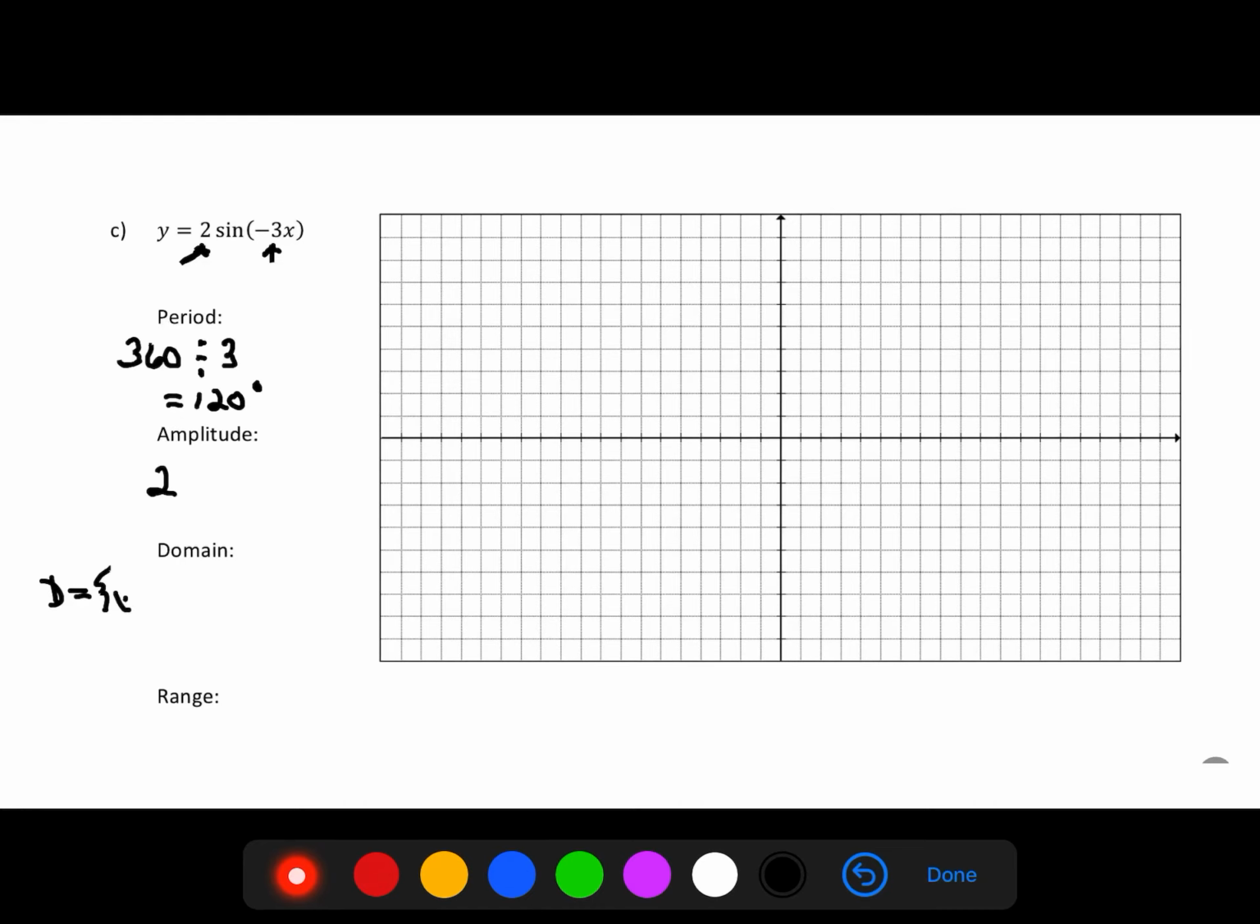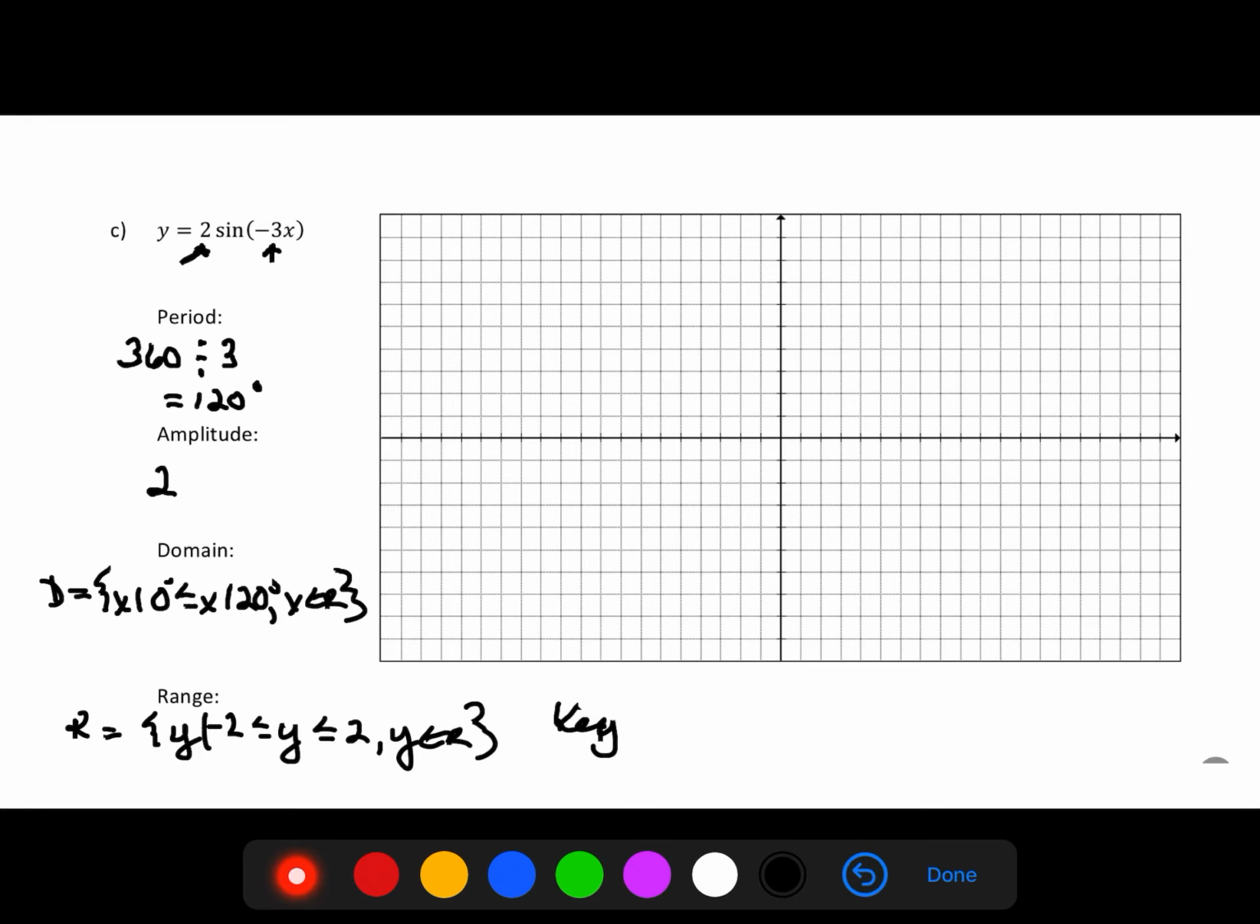Our amplitude is 2. Our value out front, we have a vertical stretch of 2. Our domain for one cycle then is going to be x, such that x is greater than or equal to 0, but less than 120. Our range is going to be greater than or equal to -2, smaller than or equal to +2.